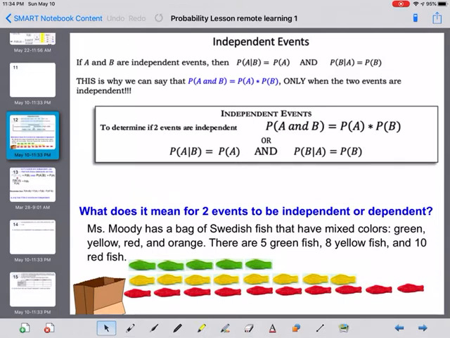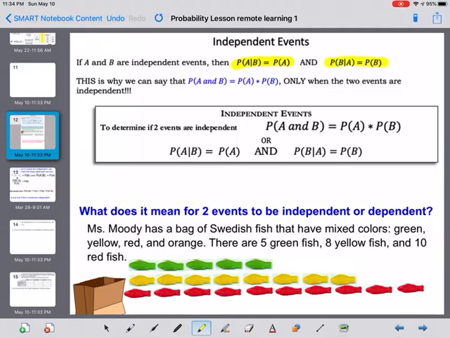Just the beginning of it, I'm going to review some things that we looked at before. The first thing, you want to take notes on all of this. If A and B are independent events, and remember that this is red, the probability of A given B would be equal to the probability of A, meaning that the probability of A is the same whether or not B happened. So they're independent, so it's not affected by whatever B is.